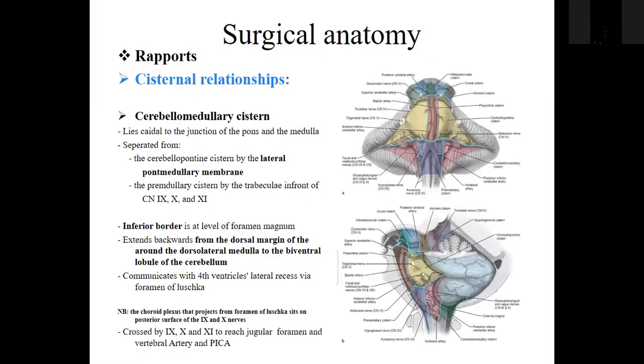Concerning the cerebello-medullary system, it lies caudal to a junction between the pons above and the medulla, at the level of the pontomedullary sulcus. It is separated from the cerebellopontine cistern by the lateral pontomedullary membrane, and from the premedullary cistern.